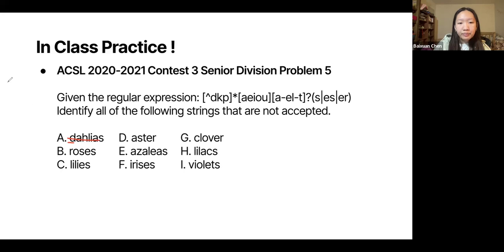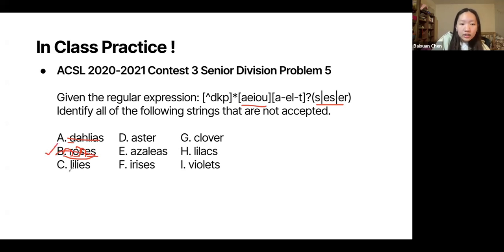So then we have the next one, roses. R is not D, K, or P, which works. And then we have O, which is inside of A, E, I, O, or U. And then we have S that is in between L through T because S comes before T and after L. And then we have an ES, which is inside of this expression because we have either S, ES, or ER. So B works.